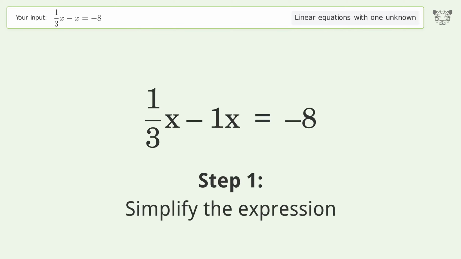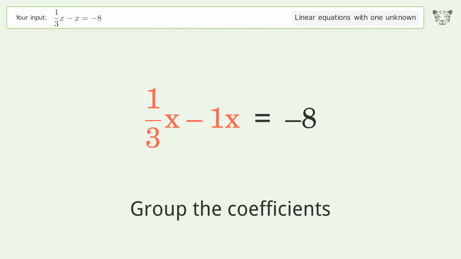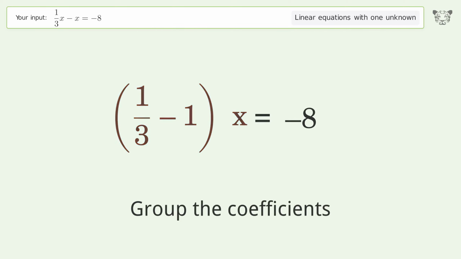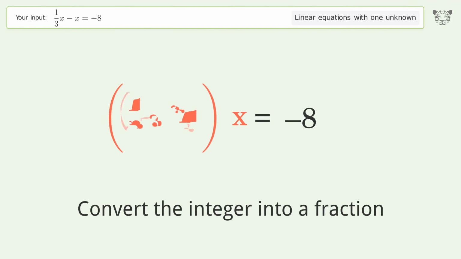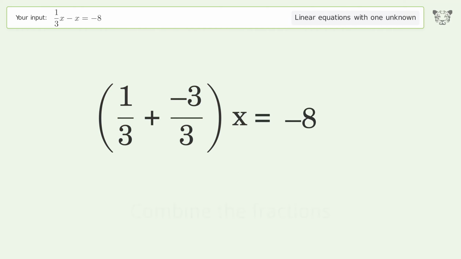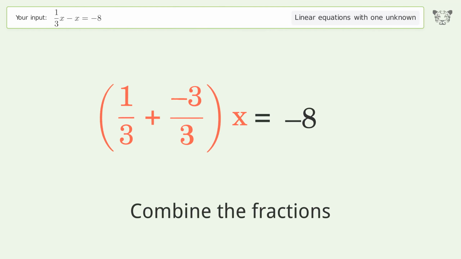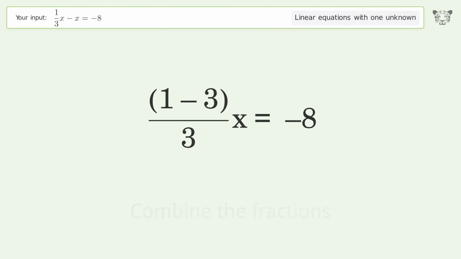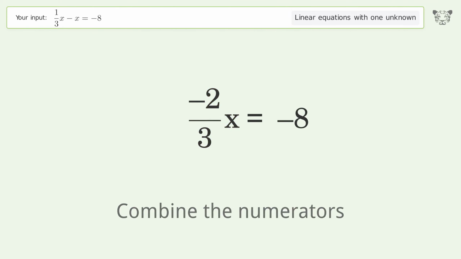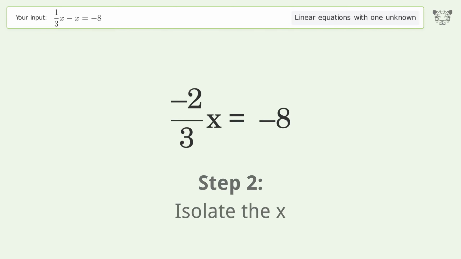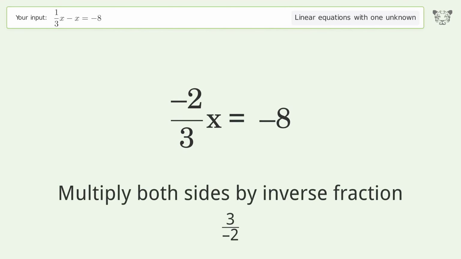Simplify the expression. Group the coefficients. Convert the integer into a fraction. Combine the fractions. Combine the numerators. Isolate the x. Multiply both sides by inverse fraction 3 over -2.